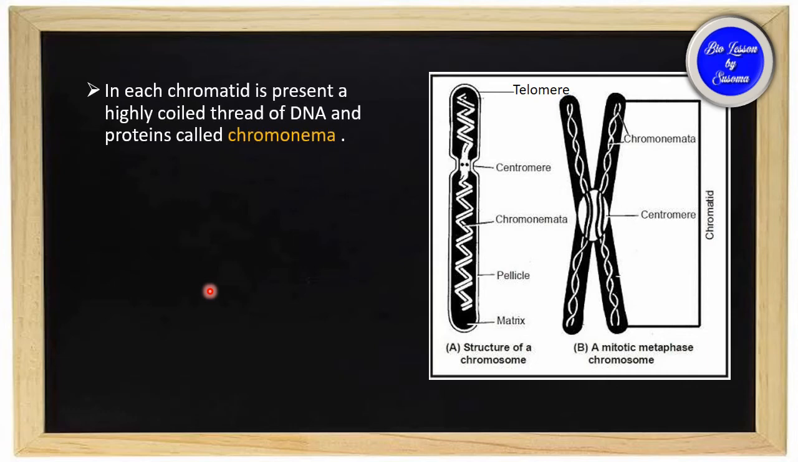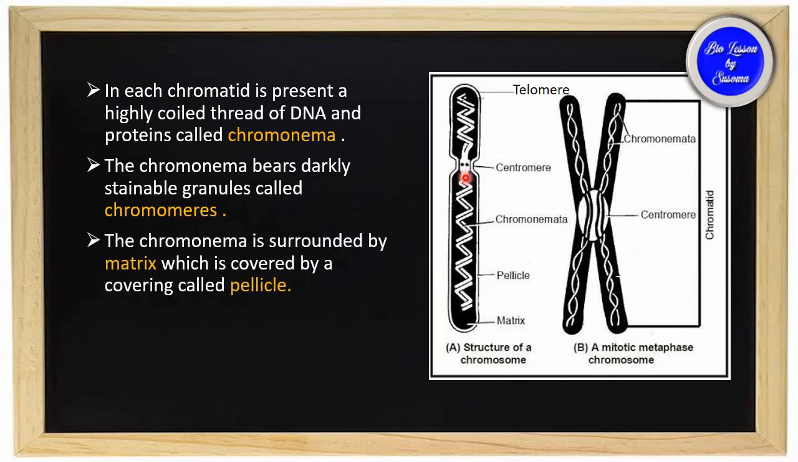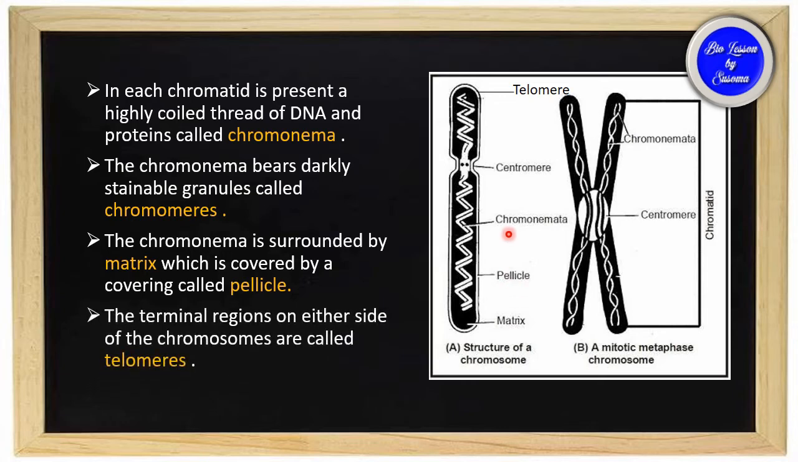Next, in each chromatid is present a highly coiled thread of DNA and proteins which are called chromonema. The chromonema bears darkly stainable granules which are called the chromomere. The chromonema is surrounded by matrix, and the matrix is covered by another covering which is called the pellicle. And the terminal regions on either side of the chromosomes are called the telomeres.